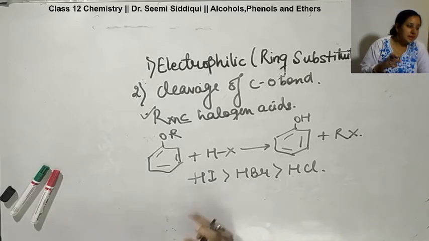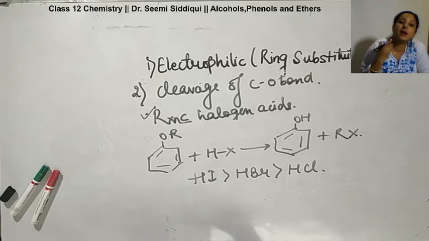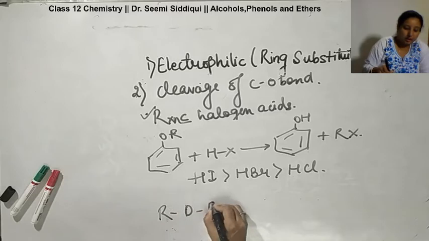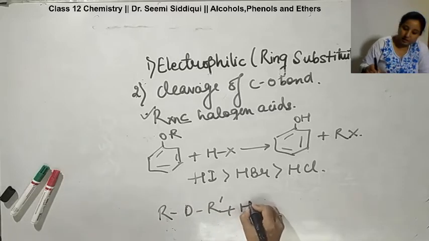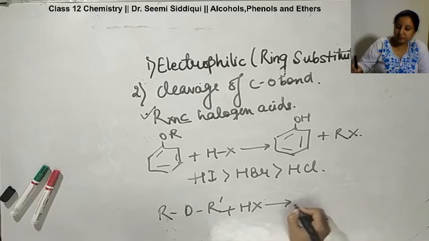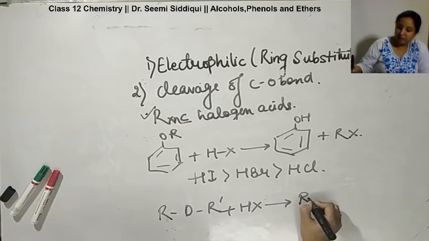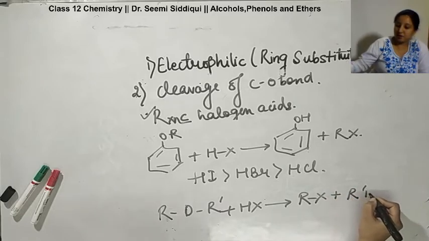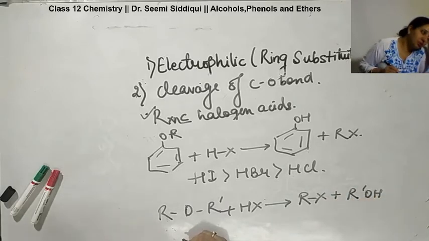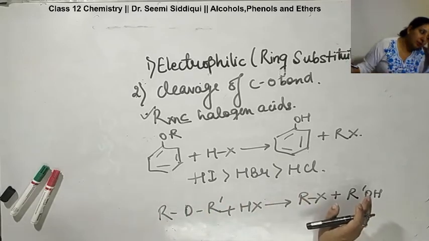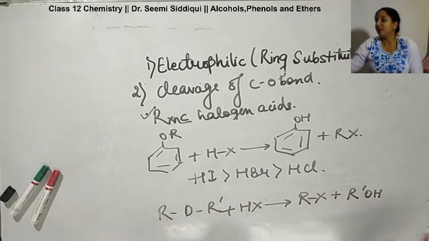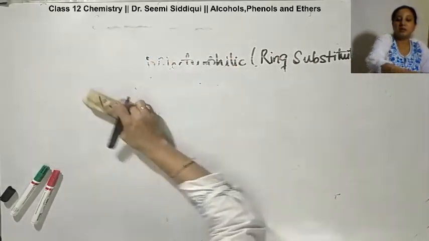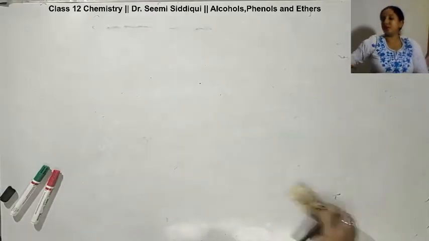Besides this, we say that suppose you have an unsymmetrical ether, then what will happen? ROR' plus HX. So R is going to bond with the halide, plus your R'OH. Okay, in the same manner it is going to follow everywhere. Now here, the in-text question 11.2, I think, is based on this particular concept.